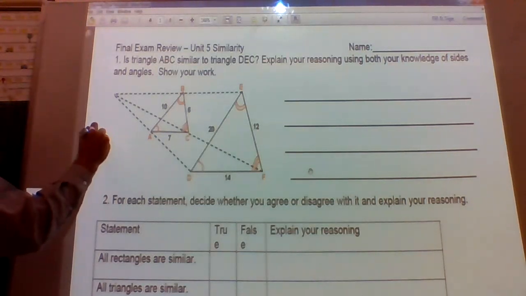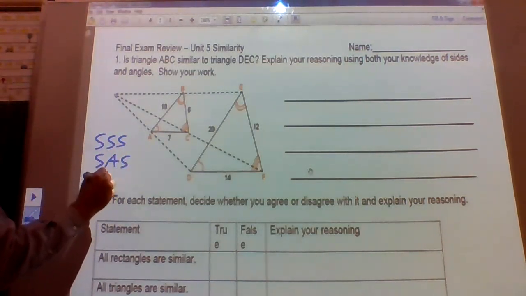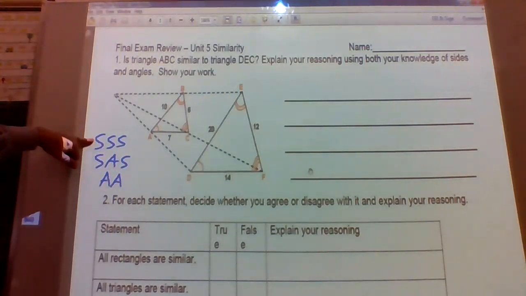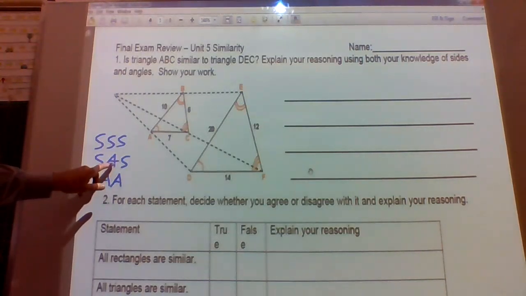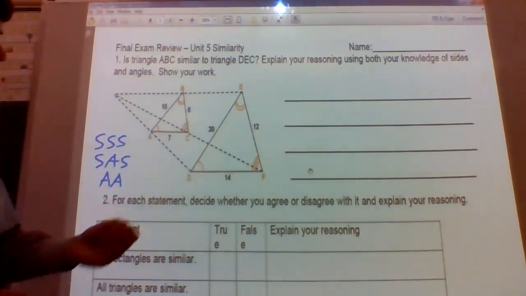We can use side, side, side similarity, side, angle, side similarity, and angle, angle similarity. So we can show that three sides are proportional, or we can show that two pairs of angles are congruent, or we can show that two sides are proportional and the included angle, the angle in between those sides, is congruent. In this case, we're going to be able to use all three of them.